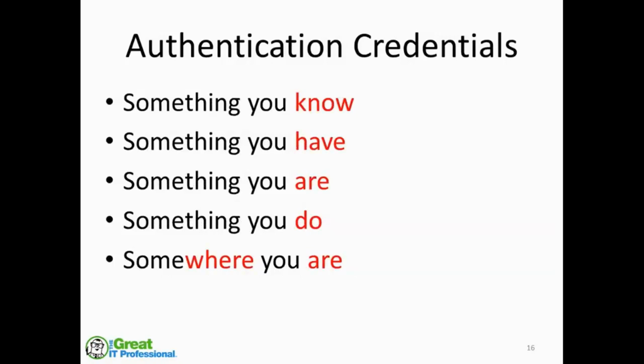If I possess something and you don't have it, then again, I can prove that I am the authentic person. A third category is that of something that you are. If you are unique in a particular aspect, maybe of your face, your fingerprint, even your voice, and we'll talk about those a little while, then that can prove to be an authentication credential. A fourth category may be something that you uniquely do that no one else can do. And the fifth category is it may be somewhere you are where others are not.